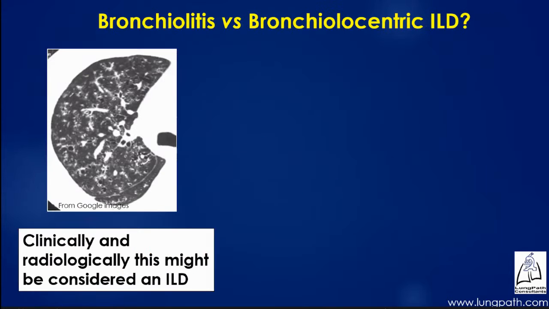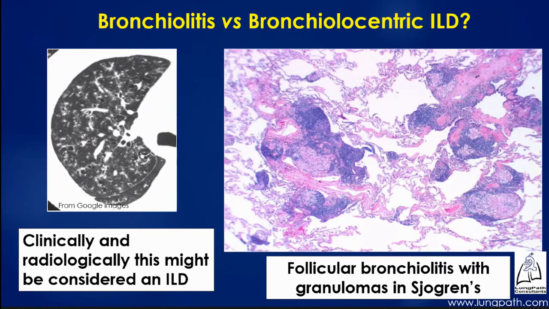Here's an example. Here's a CT scan on the left-hand side, and clinically this might be considered interstitial lung disease. There's lots of little spots and lines in that cross-section of the lung. Yet pathologically, virtually all the pathology there is limited to the airways and the immediately surrounding regions, with almost complete sparing of the alveoli away from the airways. There's lymphoid hyperplasia with germinal centers, and there's granulomas, and this is follicular bronchiolitis in a patient with Sjogren's syndrome.